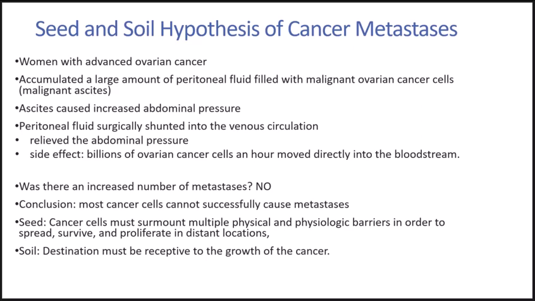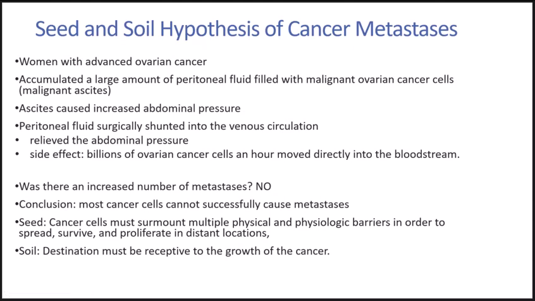So this causes an increase in abdominal pressure. Obviously, if there's more of a substance in there than there's supposed to be, there's an increase in pressure. Surgically, this peritoneal fluid would be shunted into the venous system in order to relieve some pressure, but then it was discovered that although this relieved a lot of the abdominal pressure and the subsequent pain, billions of ovarian cancer cells moved into the bloodstream.